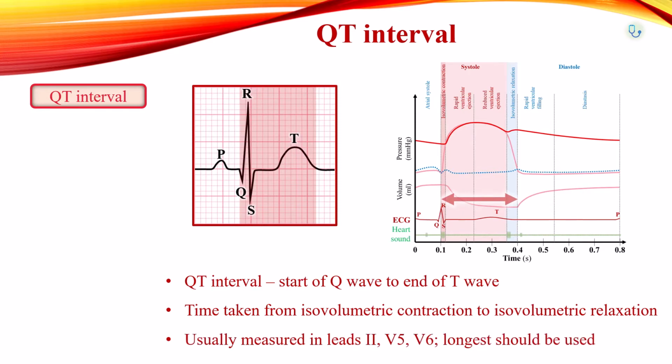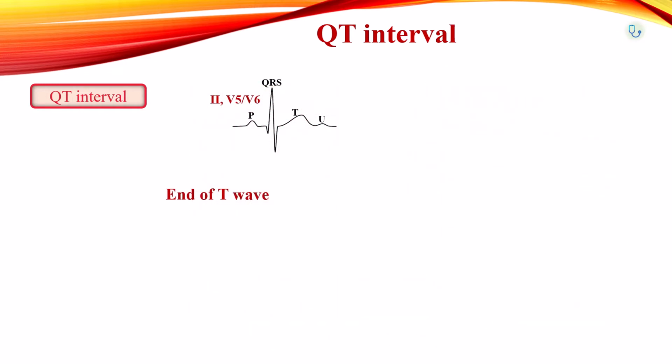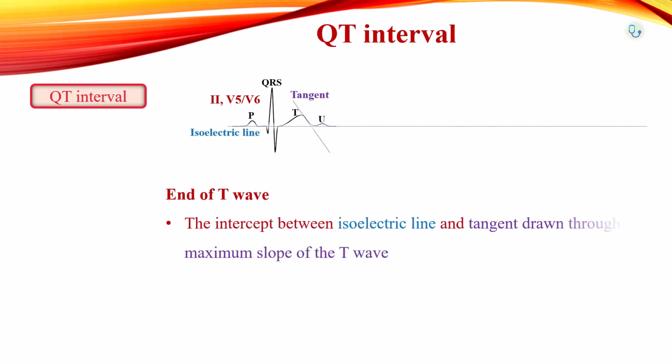should be used. The end of T wave is defined by the maximum slope intercept method, where the intercept between the isoelectric line and the tangent drawn through the maximum down slope of the T wave. QT interval is measured from the start of QRS complex to the end of T wave. Maximum upslope of the T wave is used to estimate end of inverted T wave.